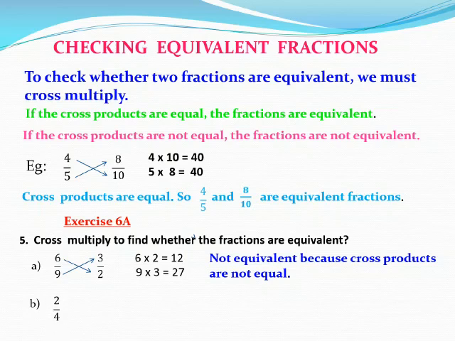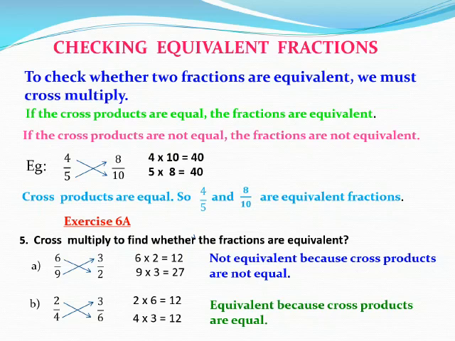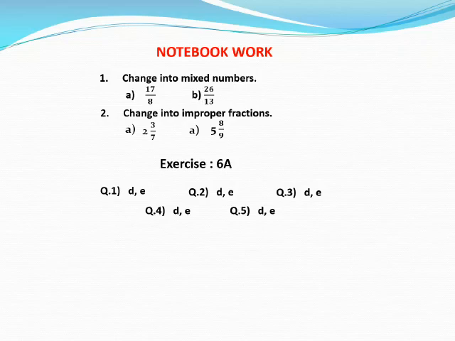B. 2 by 4 and 3 by 6. Cross products. First cross product, 2 into 6. 2 6s are 12. Next, 4 into 3. 4 3s are 12. You can see the cross products are equal. So what can we say? They are equivalent fractions. 2 by 4 and 3 by 6 are equivalent fractions. Children, you have to solve all these questions in the notebook.